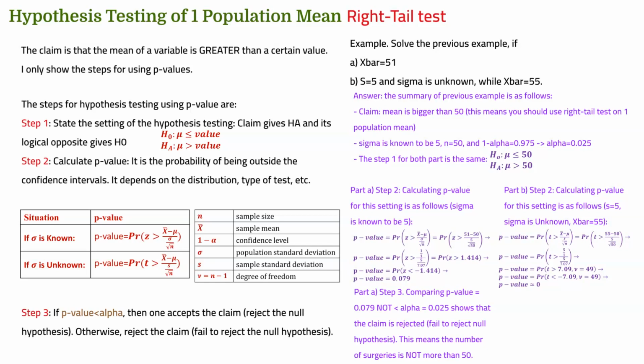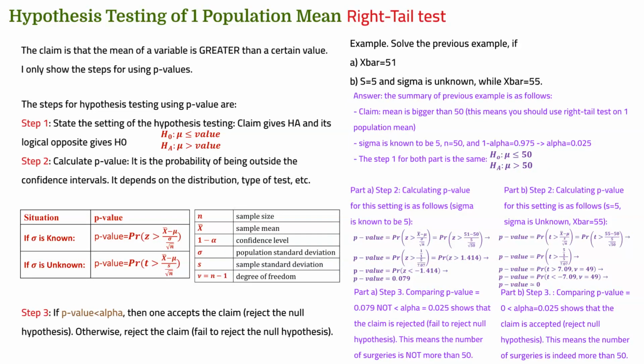In this case, the p-value is very close to 0. We consider it to be 0. Now that the p-value is 0, it becomes less than alpha, which is 0.025. It shows the claim is now accepted. In case B, we accept the claim. This means in this case, the number of surgeries is indeed more than 50.